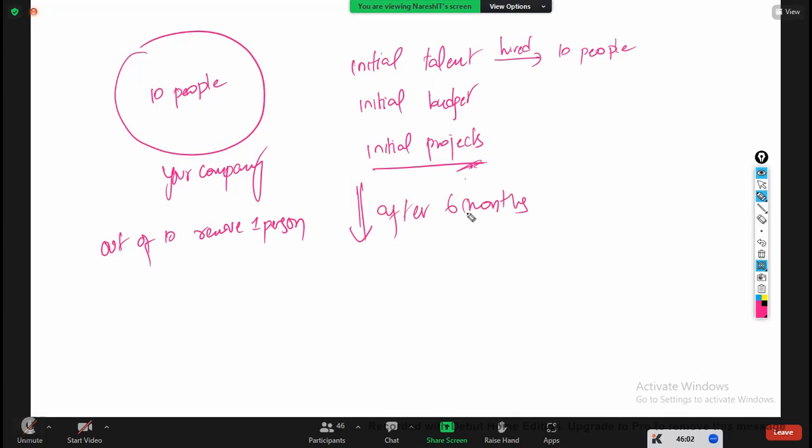Now what are you going to check? Are you still going to depend on the initial talent? No, right? Now you are going to depend on the latest talent, not the initial talent. Two years back you had extraordinary talent. Now what is your talent? Tell me now, not the initial one.